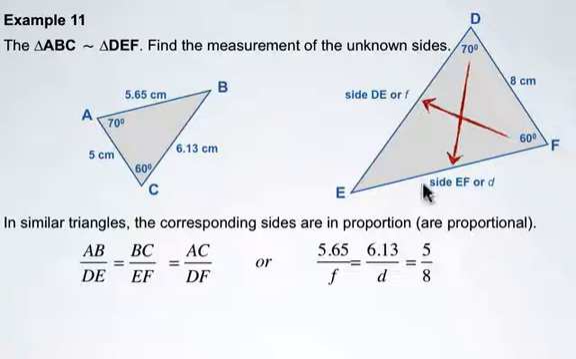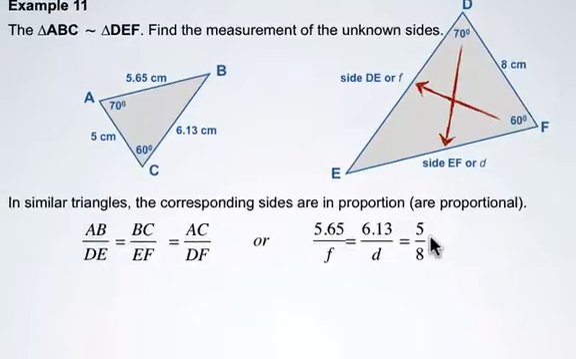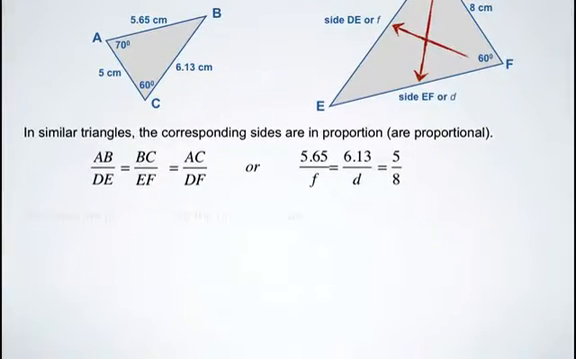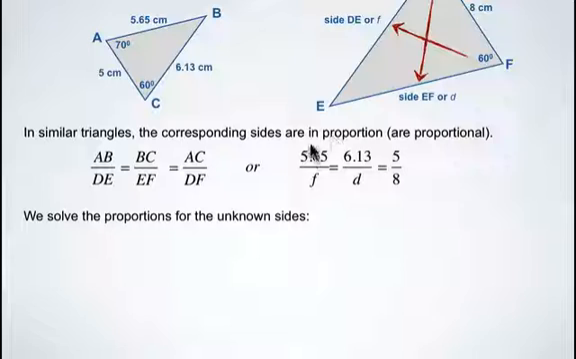And the third ratio is side AC, which we know is 5 centimeters, to DF, which again was given as 8. So we've set up our proportion, and now we can solve for the two unknowns by splitting this proportion up into sections that we can use.